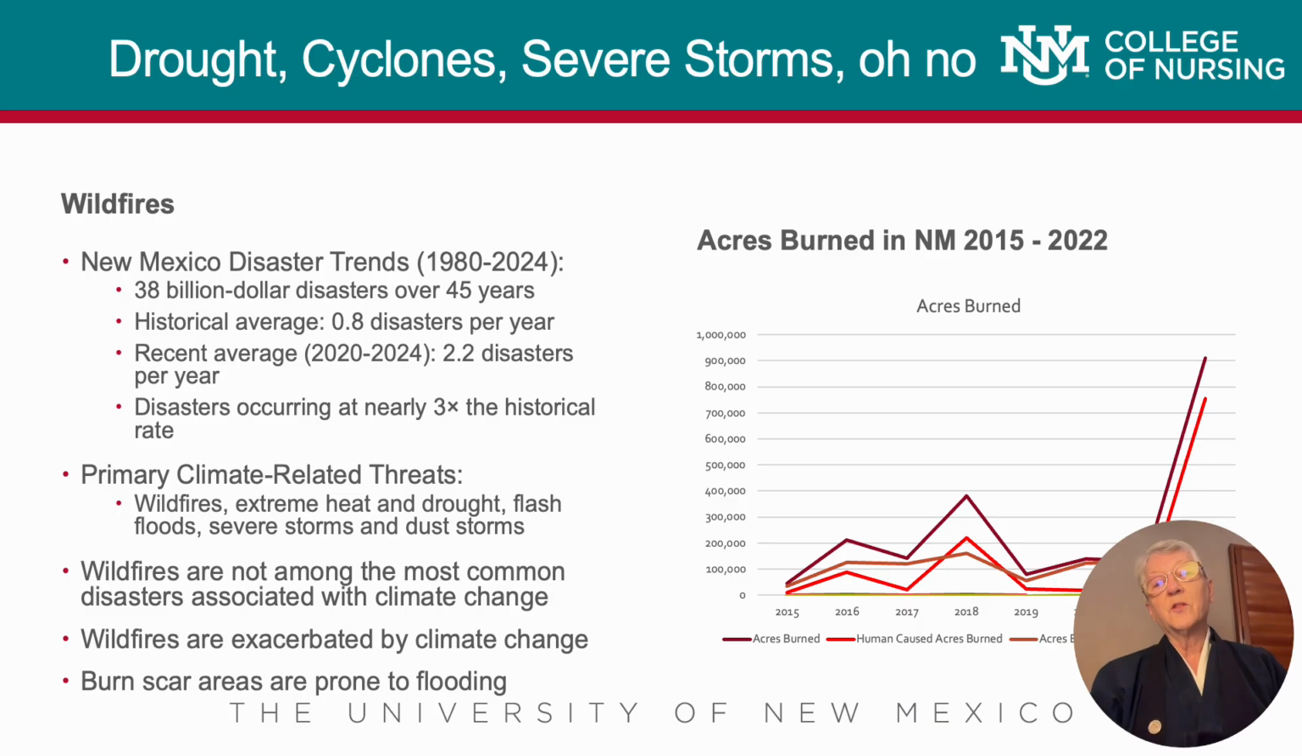Wildfires are not considered the disasters that are most closely linked to climate change, but they are exacerbated by drought and can be followed by flooding in burn scar areas where there's no vegetation to absorb rainwater. The costly disasters most closely linked to climate change in the U.S. are tropical storms, cyclones, droughts, severe storms, and inland flooding. However, the increasing incidence of extended drought has resulted in an increasing risk of extended wildfires, especially in the western U.S.